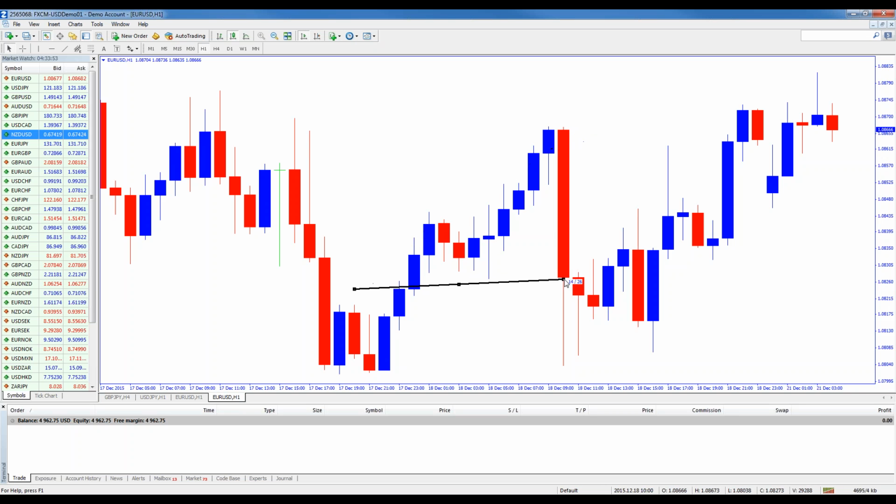Open, close, high, low. Simple. Don't make candlesticks hard. Open, close, high, low. That's all it is. And the same thing here. Open and close are the same, with the high and low.